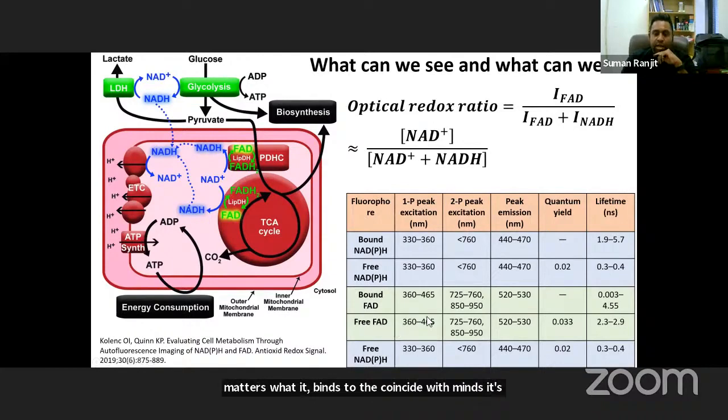Same thing with FAD. Again, bound and free FAD have different spectral properties.